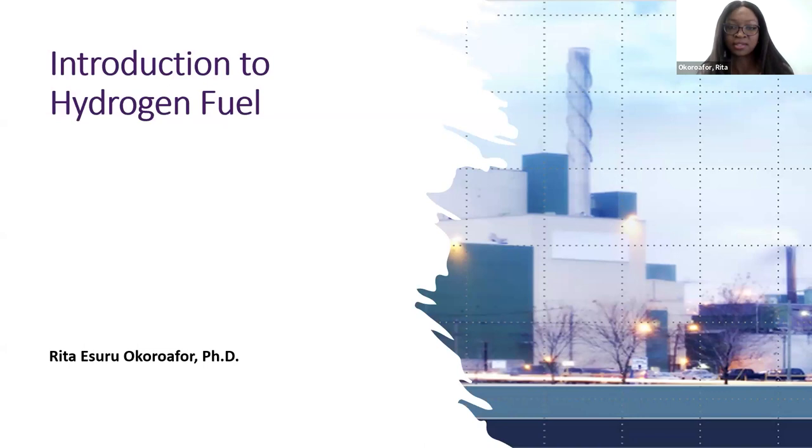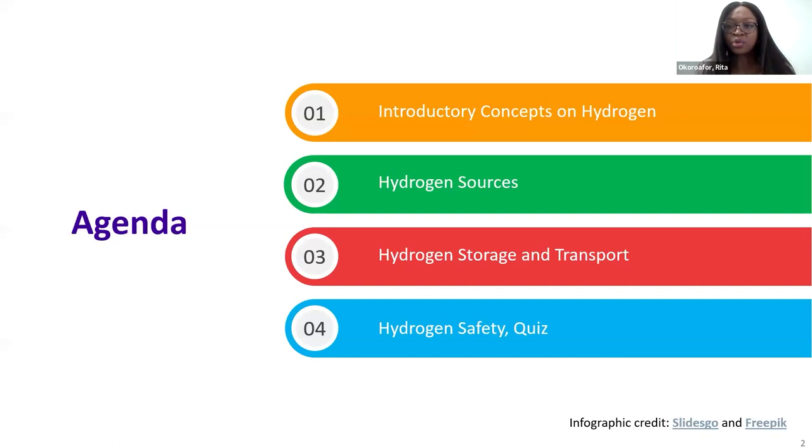In the next 4 days, we will start by looking at introductory concepts to hydrogen. Tomorrow we will go into the different sources of hydrogen, looking into them in detail, the processes and output. On the third day, we'll look at hydrogen storage and transport, the different mechanisms in which we do that. On the fourth day, we will look at hydrogen and safety risk, and then do a final quiz that summarizes everything from day one to day four.